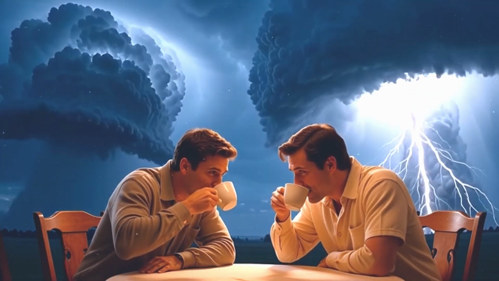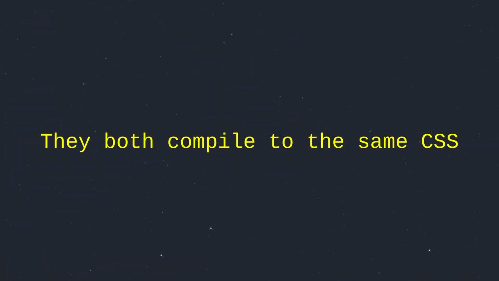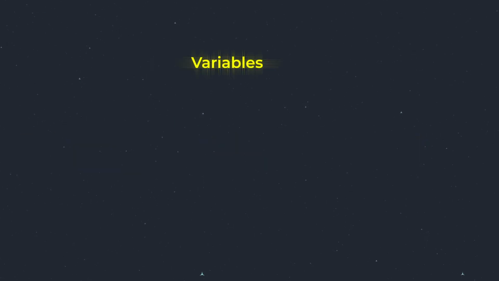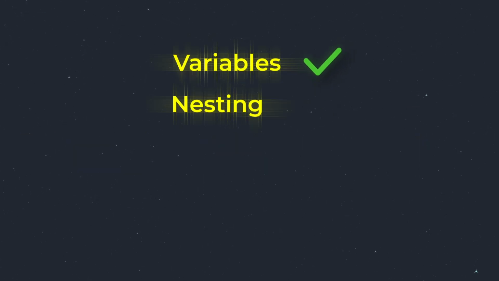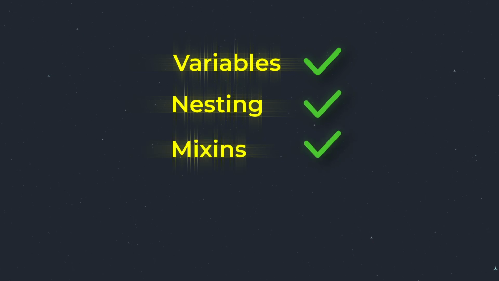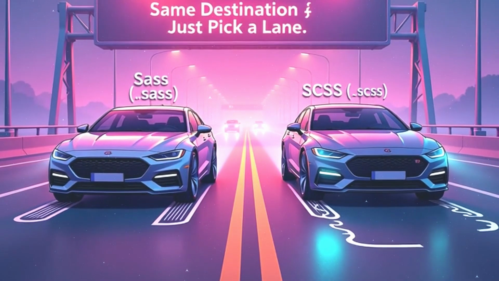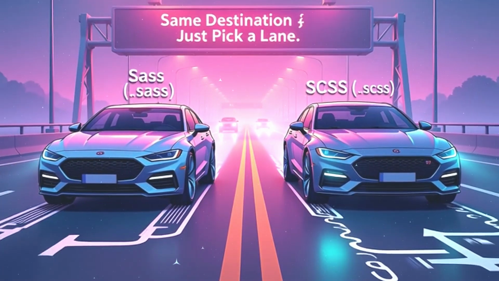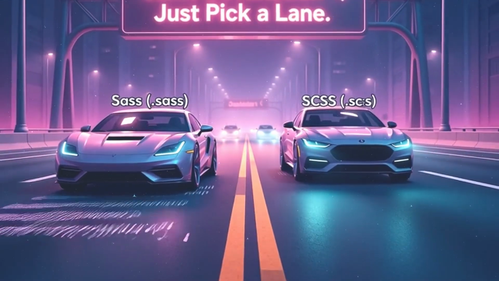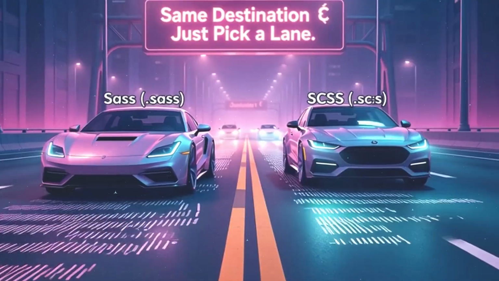It literally doesn't matter which one you choose. I know, you thought this was going to be a dramatic showdown. But here's the thing: they both compile to the same CSS. They both give you the same features. Variables, checked. Nesting, checked. Mixins, checked. Functions, checked. Choosing between SCSS and Sass is like arguing whether you should drive on the left side or the right side of the road. They will both get you there. It just depends on where you learned to drive.